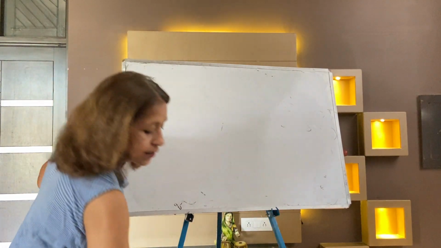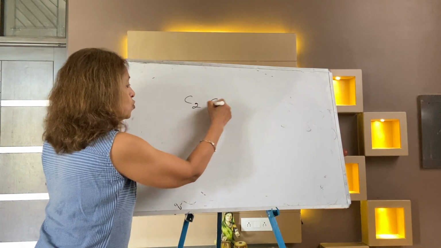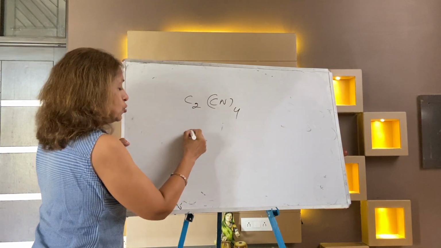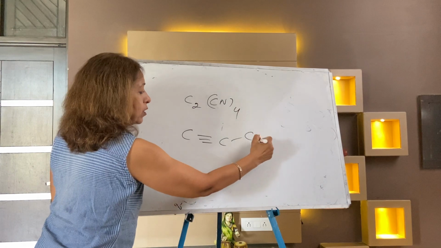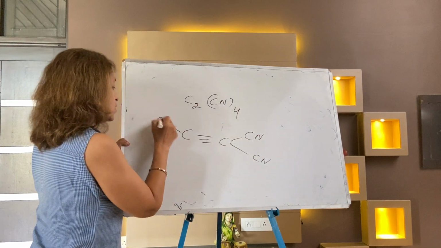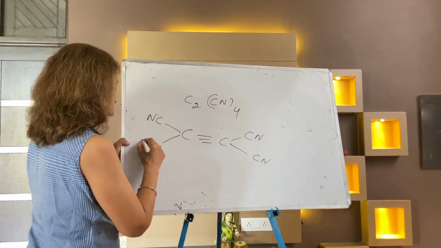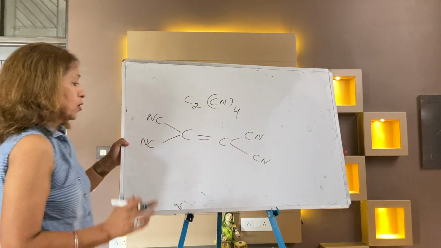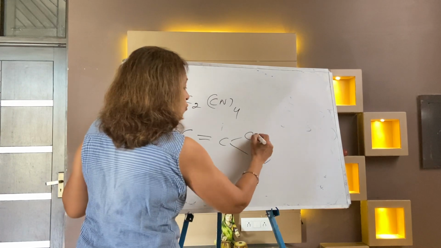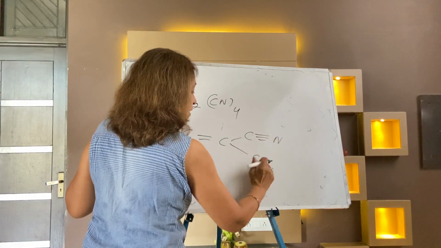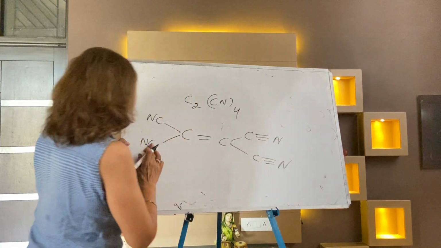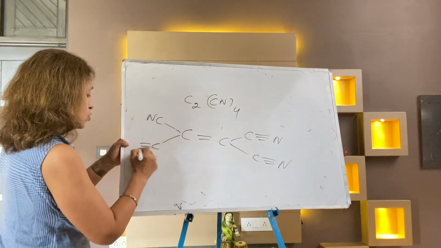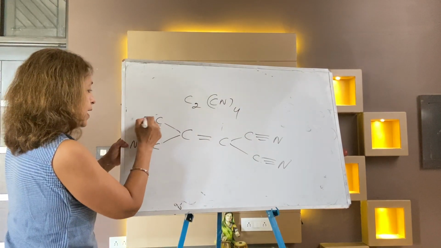in C2(CN)4. C2(CN)4 is a very important structure. Now in CN there is a triple bond; you can write the triple bond, since cyanide always carries a triple bond. So now you can easily count how many sigma and pi bonds.